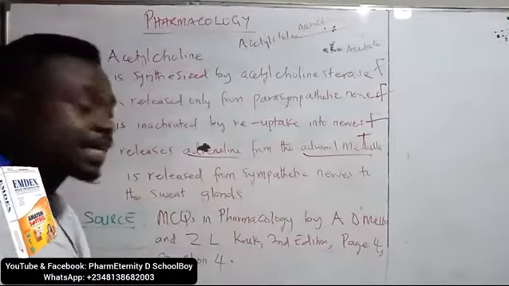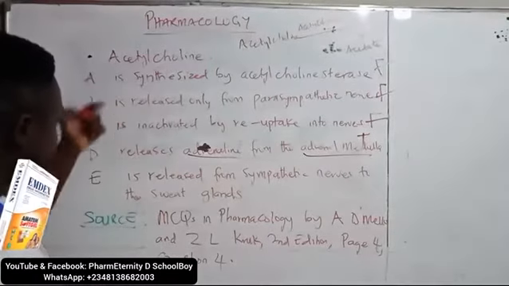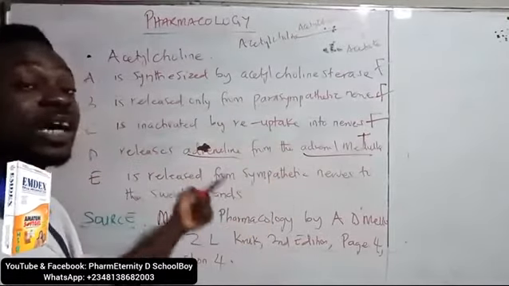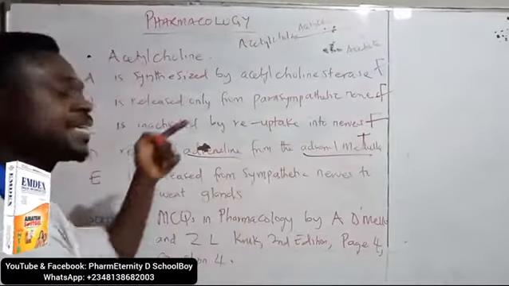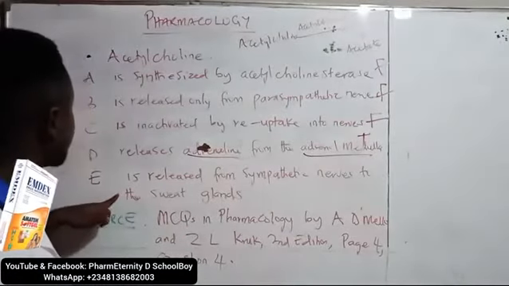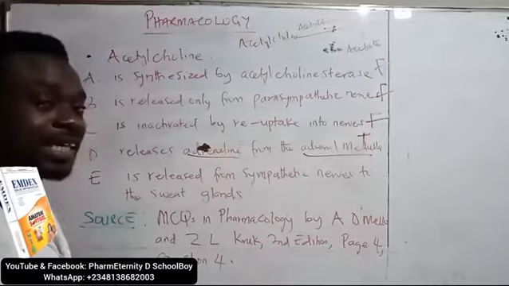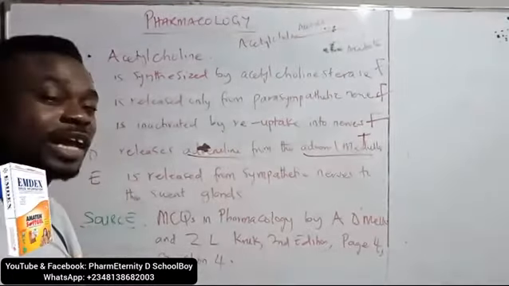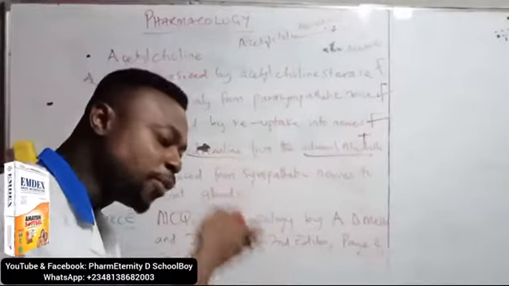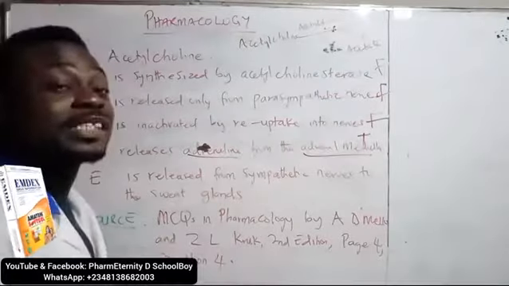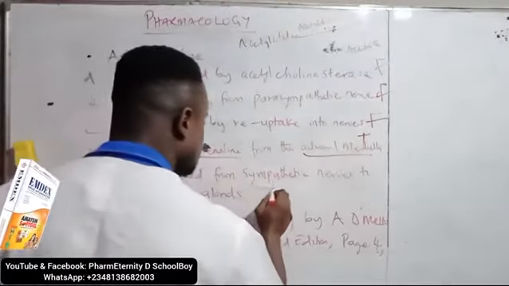Option E says that acetylcholine is released from sympathetic nerves to the sweat glands. I think I have already mentioned this. Specifically, it is released from the postganglionic sympathetic nerves to the sweat glands. So this option is true.